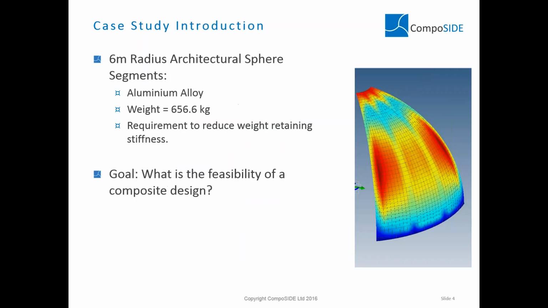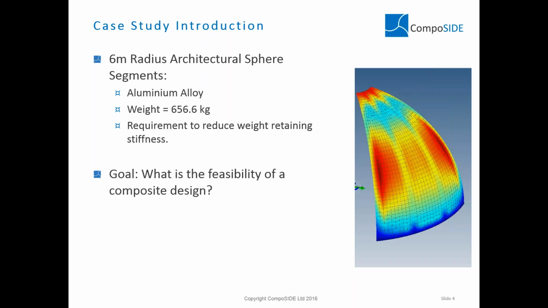Okay, so John, tell us a bit about the case study that we'll be looking at today. To provide a practical example for the webinar, we're going to look at a 6-meter radius segment of an architectural sphere. This is quite a common piece of work that a civil engineer would be designing. Currently it's made of aluminium alloy and it weighs just over 650 kilos. The goal is to analyze the feasibility of the structure using composites, whilst retaining the same amount of stiffness, so the deflection in the panel and the beams.